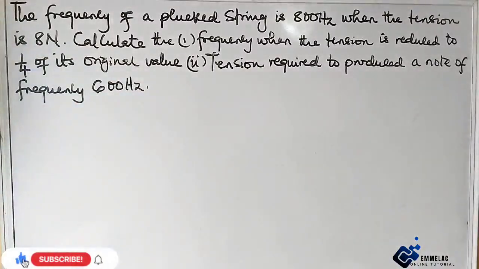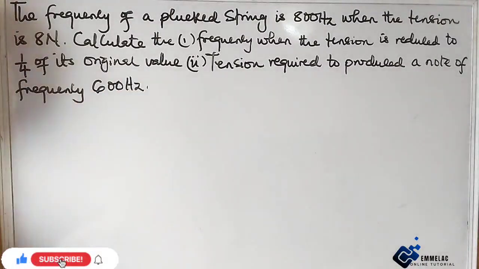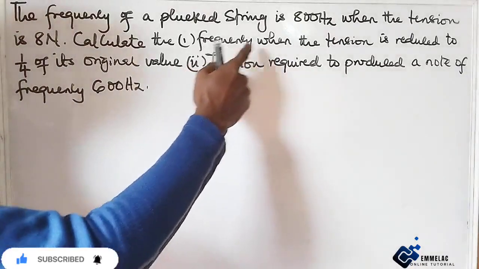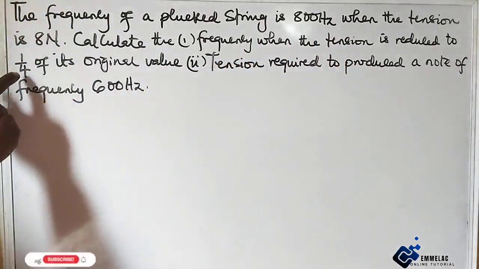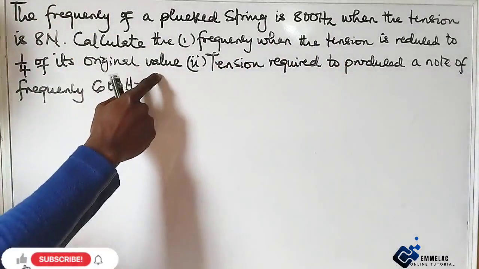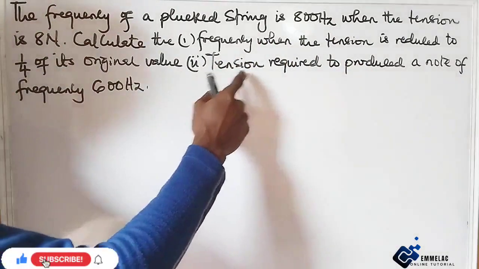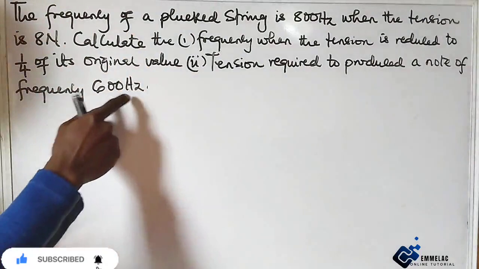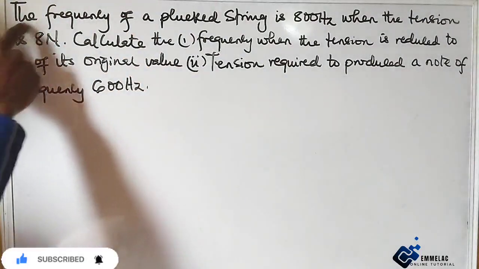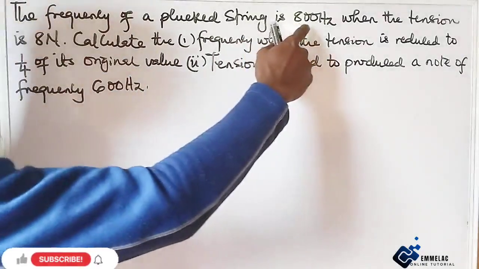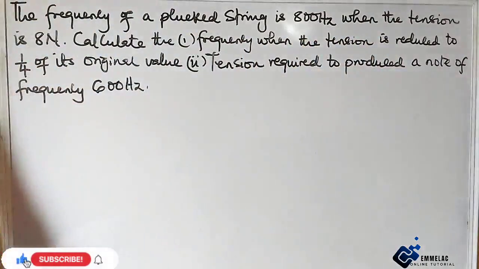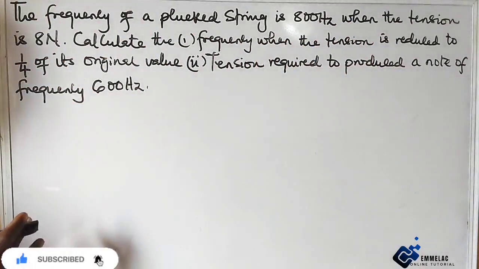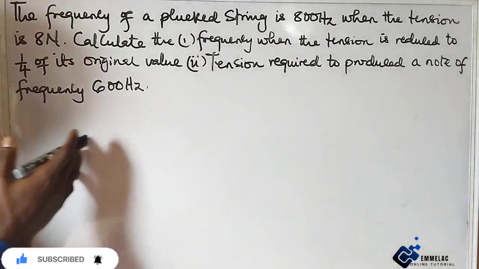Before us is this question on a vibrating string, and the two questions being asked are: first, to calculate the frequency when the tension is reduced to 1/4 of its original value, and second, the tension required to produce a note of frequency 600 Hz. But the question tells us that the frequency of a plucked string is 800 Hz when the tension is 8 Newton. Alright, what we just need to do here is to get the relationship between the frequency and the tension.